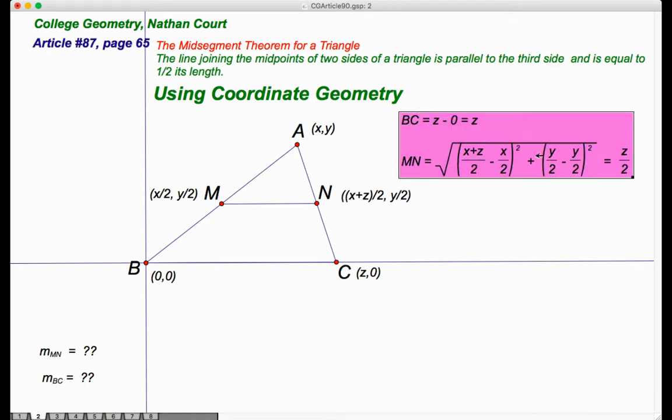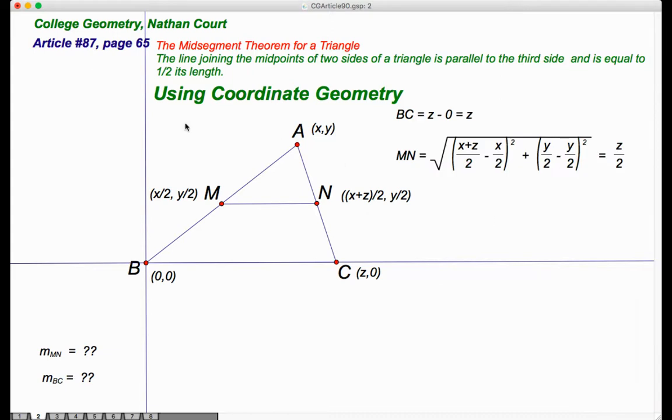Thus, we know that 2MN is equal to BC, that is, MN is 1/2 of BC. That's the thing that we've got to do.